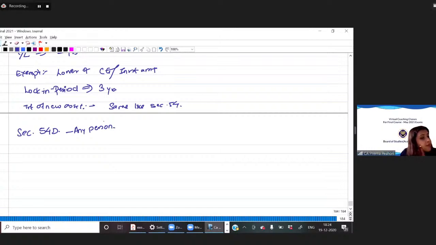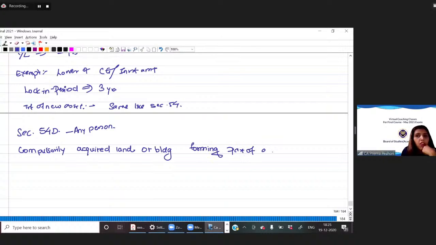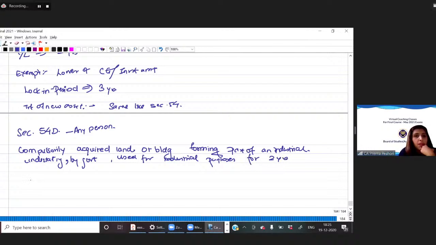And what does it talk about? Compulsorily acquired land or building forming part of an industrial undertaking by the government, used for industrial purposes for 2 years prior to transfer.